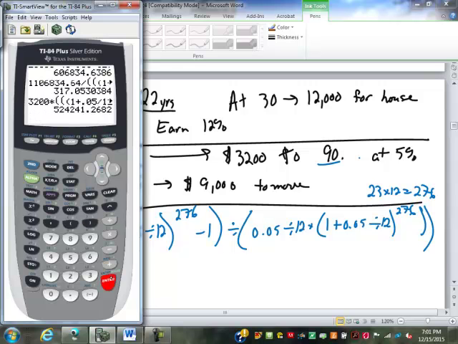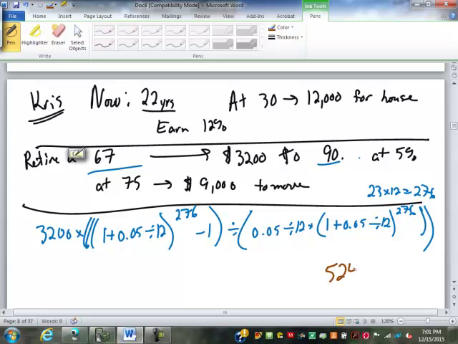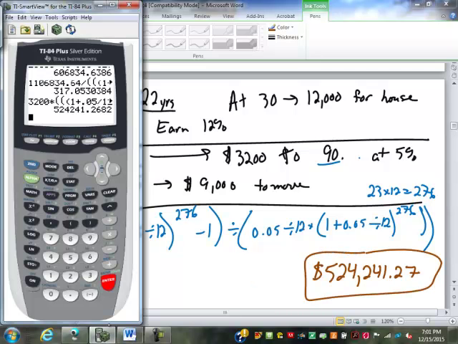You get a lump sum of $524,241.27. Anybody else get that? Perfect.